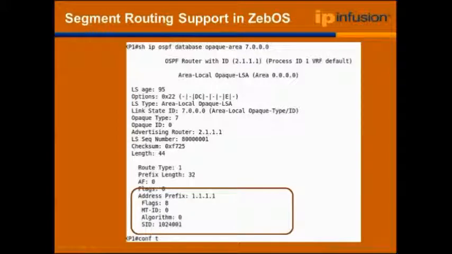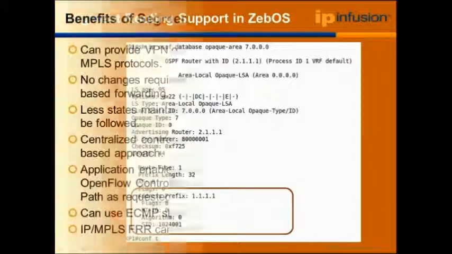So this is just a snapshot of what we have implemented in ZebOS. As you can see in the highlighted area, OSPF has been extended and it is distributing a prefix segment for the prefix 1.1.1.1 with an SID value of 1024001. This information is propagated all over the OSPF network, and that's how the segment information is available and flooded to the network. As I mentioned, this offering will be available in the current release.